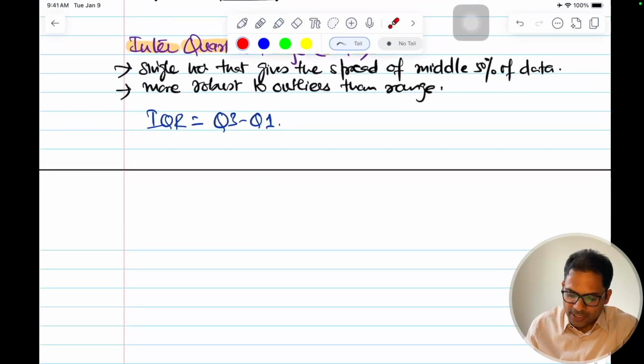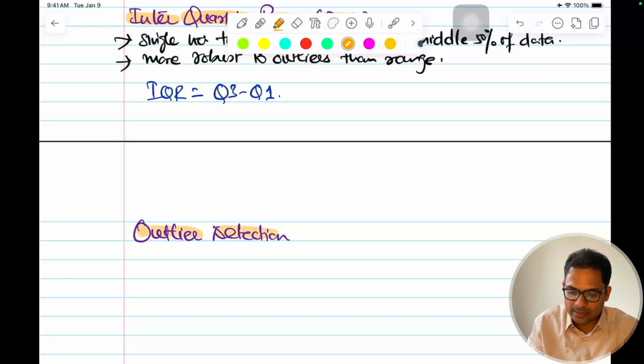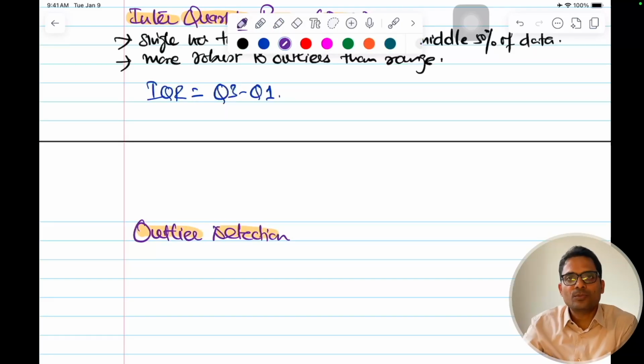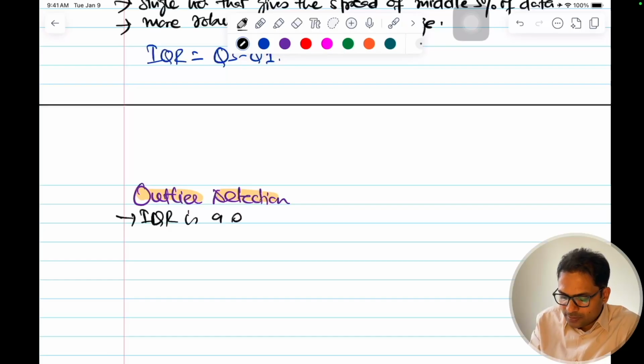Okay, and this IQR is used for outlier detection. How? This is the most common tool when I am doing exploratory data analysis. So I use the IQR as one of the methods, after plotting, to understand which data points may be potential outliers. It gives me that information. So again, I'll write it for you: IQR is a standard tool during EDA for outlier detection.